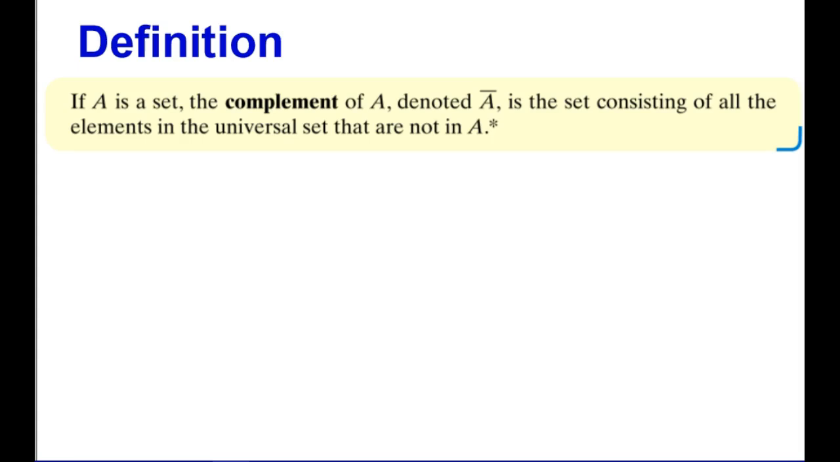So our next definition. If A is a set, the complement of A is everything that's not in A. Complement means it's not included in A. There are several different ways that you can write that. We can write it as either A with a line over it, or A apostrophe is written in some books. So that just means the complement of A.